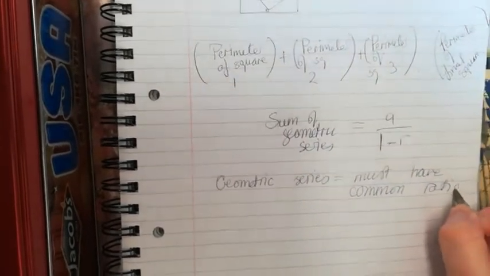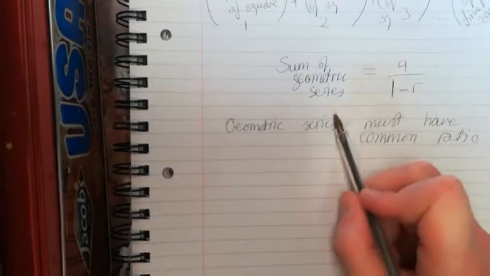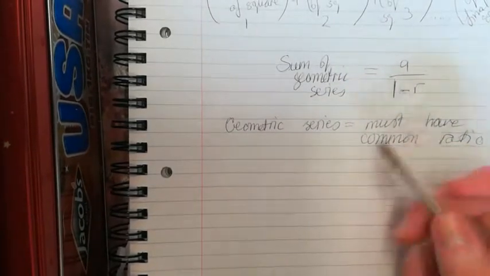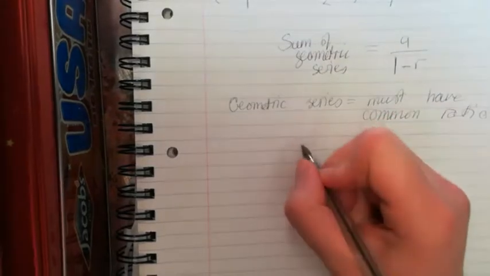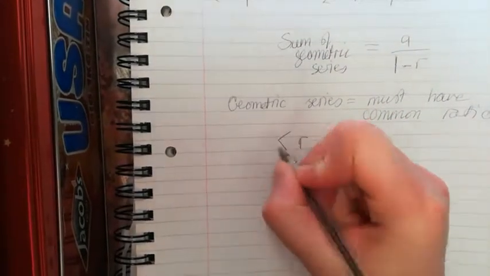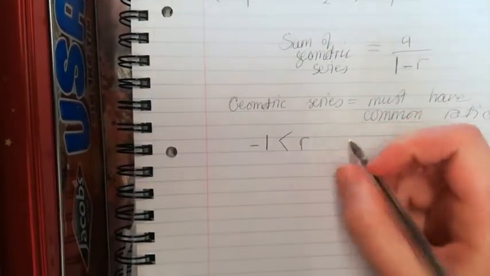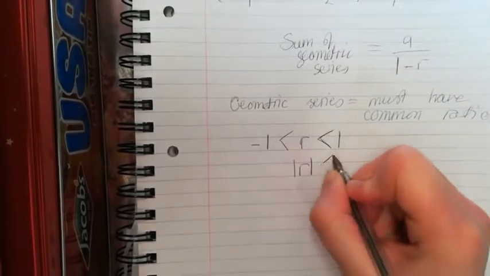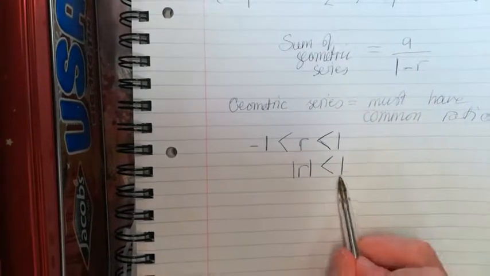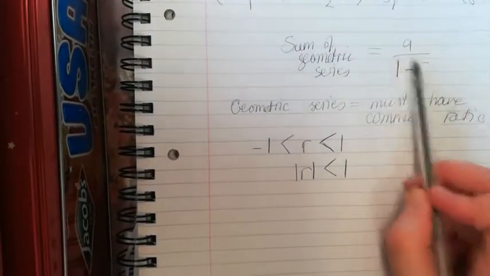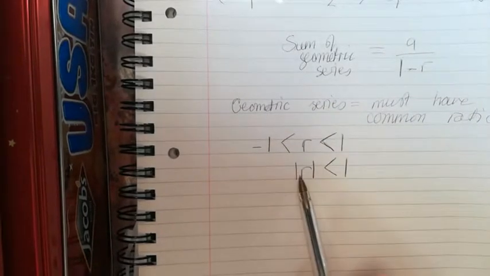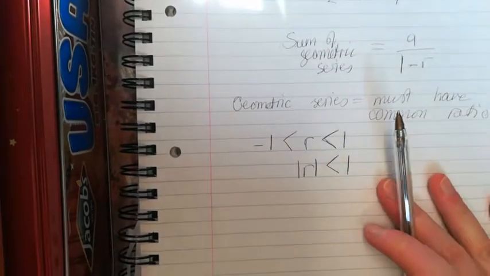And then if we're going to use the sum to infinity equation, we're going to have to show that the ratio is greater than minus 1 and less than 1. So basically the absolute value of the ratio has to be less than 1. So we can't just plug it in here. We have to check, is it a geometric series first, get the ratio, and then we have to show that the ratio is less than 1. So let's do that first.